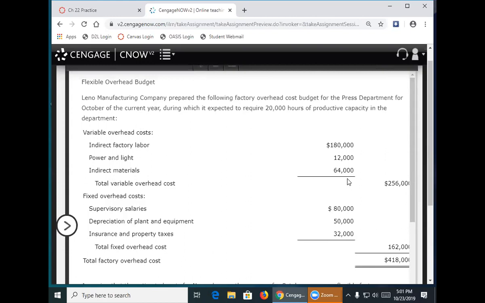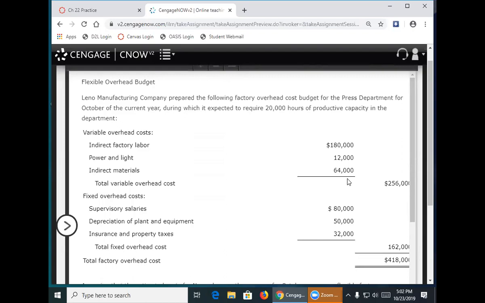So we have indirect labor. At 20,000, it's 180,000. So 180,000 divided by 20,000 is $9 per unit. I like it when I can do it in my head, right? It's so much easier.